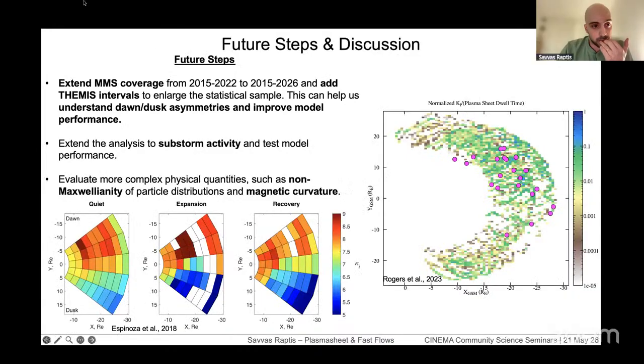And the last slide I have here is about the future steps, what we want to do. Essentially, what we have done already is look at all the Geotail and MMS observations. What we hope, both for the actual physical analysis and for the modeling, is to include the latest MMS data from up to 2026, and also include THEMIS observations.